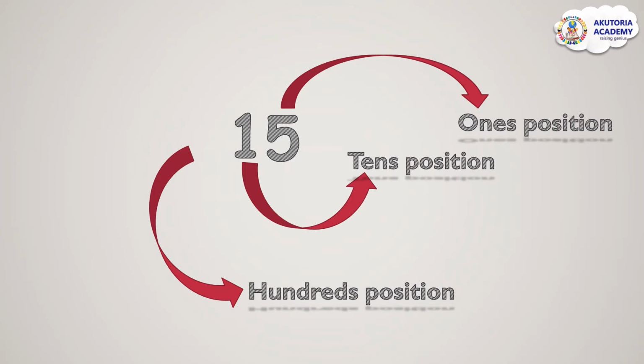Now moving on, we have the number 15, and from the number 15, 5 is in the ones position. That means the value of 5 is skip counting in 1 until we get to 5. Now, for the tens position, we have the number 1. And in this tens position, we have to skip count in 10 to get the value of the number. So from 0 to 10. 10 is the value of the number 1 in the tens position. So 10 plus 5 equals 15.